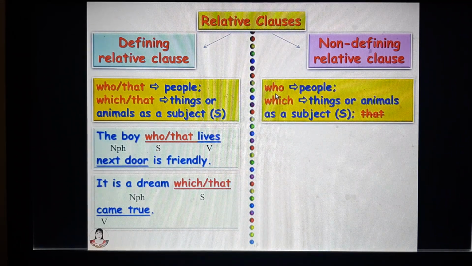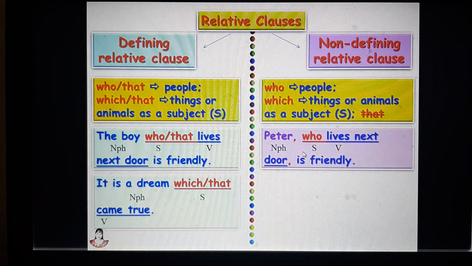But we use who for people, which for things or animals as a subject, in non-defining relative clauses. We don't use that in non-defining relative clauses. Now we can compare: who, that; which, that. We don't use that, remember. For example, Peter, who lives next door, is friendly. Peter is a proper name.